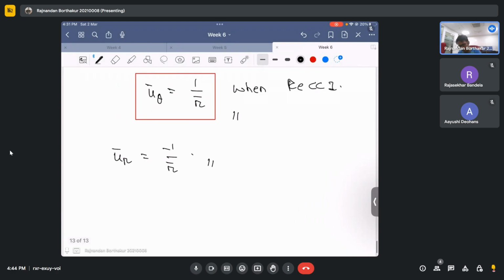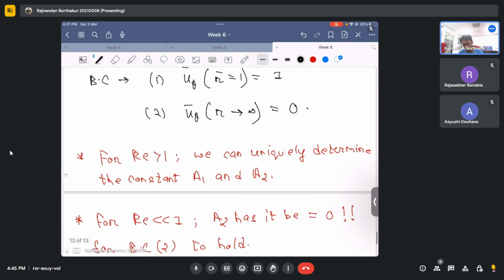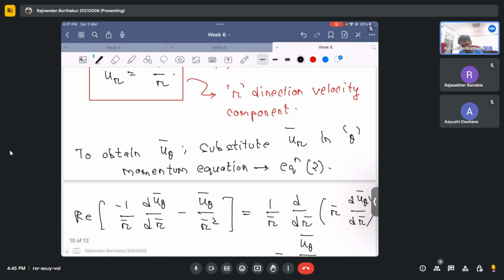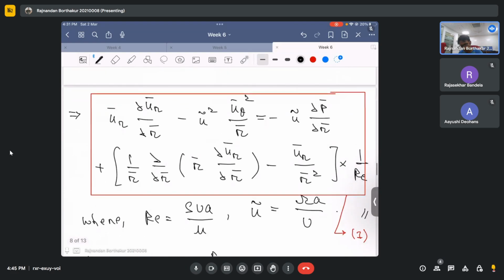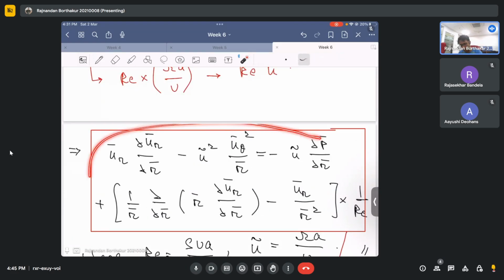For the pressure term, as we have said before, we'll insert u r bar and u theta bar in the equation, I think that is equation 1, which is the r momentum equation. So what was the r momentum equation? This was the r momentum equation. We will just insert this.